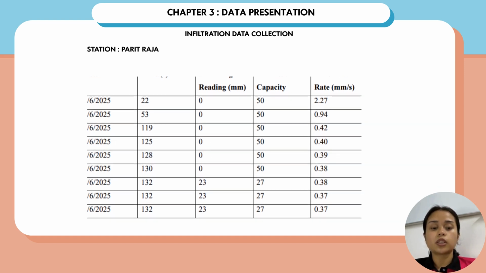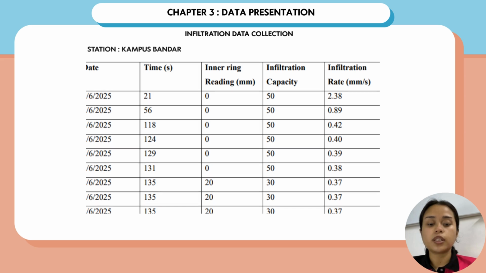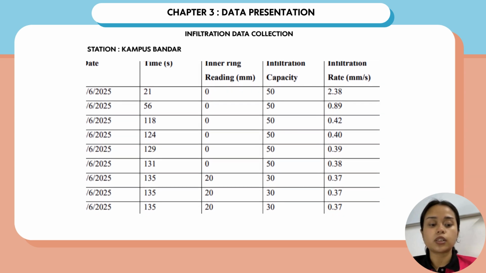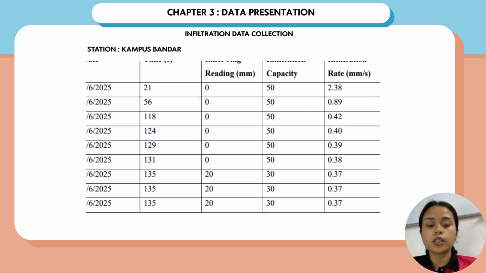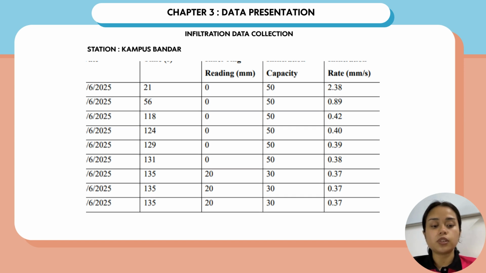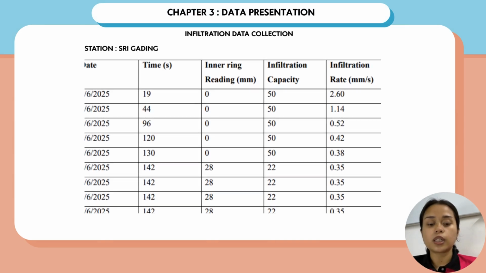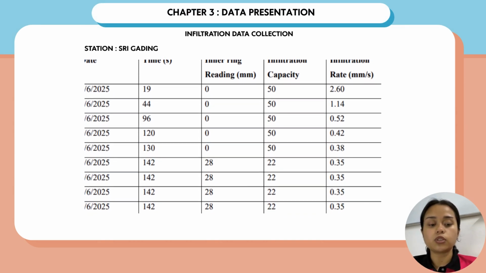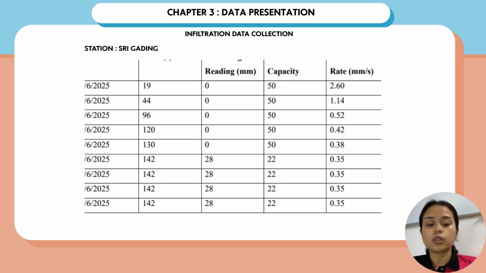The constant reading time at Pari Raja is 132 seconds, which the entering reading is 23 mm and the infiltration rate is 0.37 mm per second. The constant reading time at Campus Panda is 131 seconds, which the entering reading is 20 mm and the infiltration rate is 0.37 mm per second. The constant reading time at Sri Gading is 142 seconds, which the entering reading is 28 mm and the infiltration rate is 0.35 mm per second.